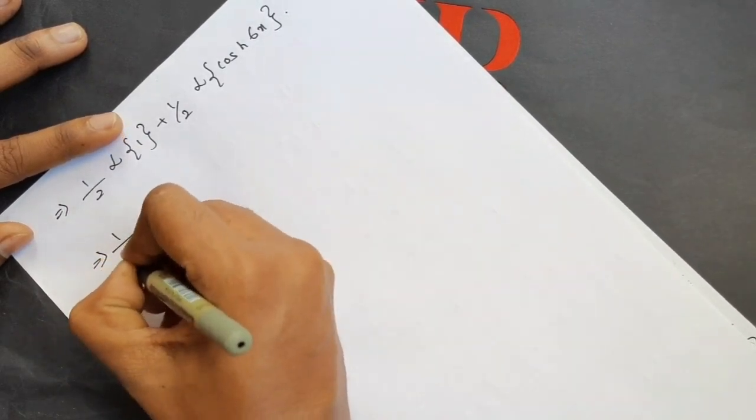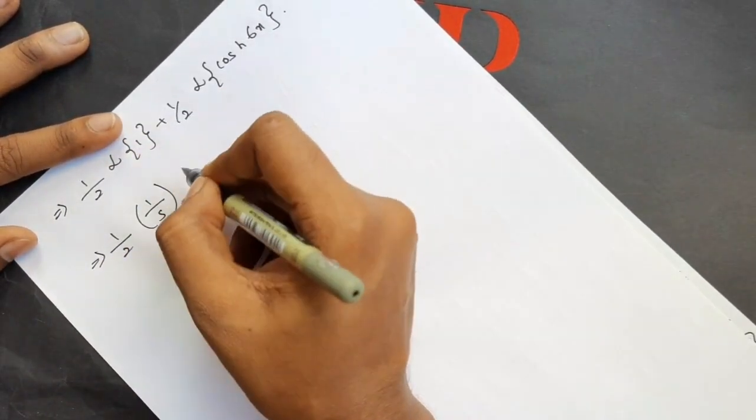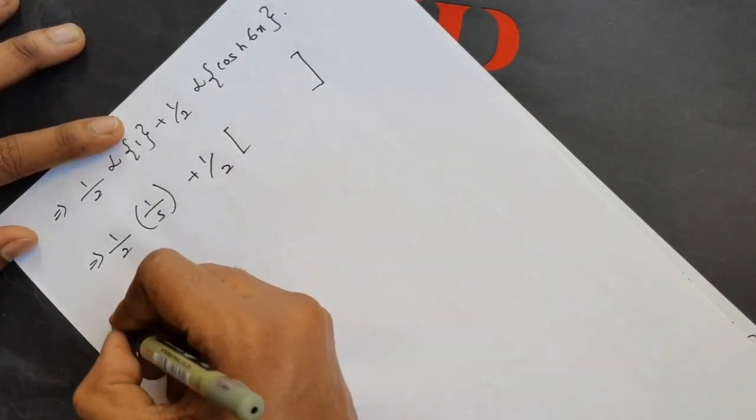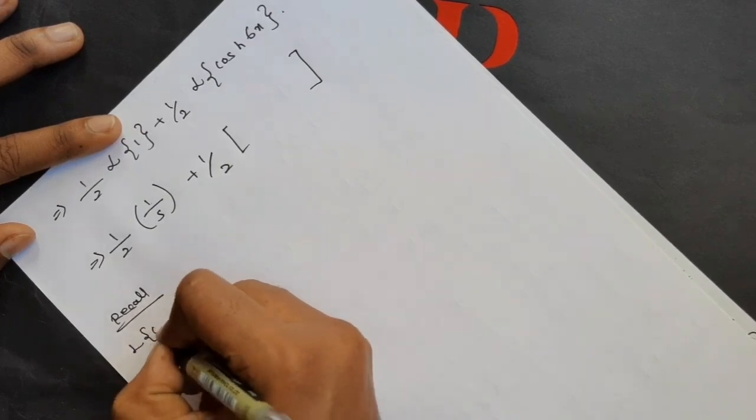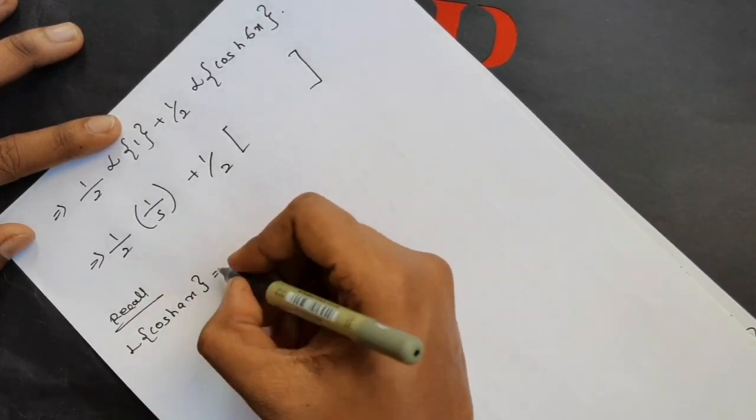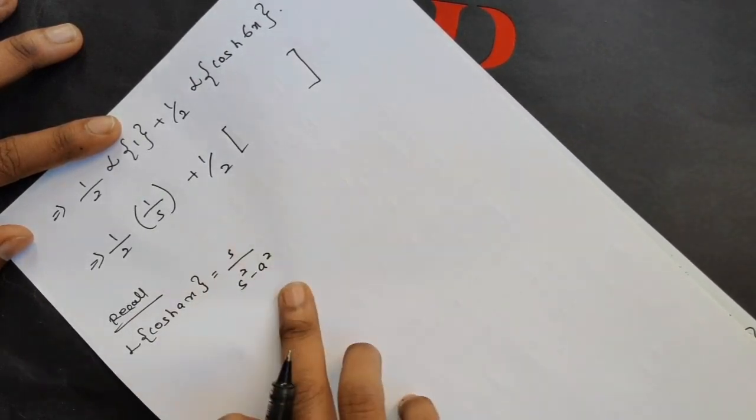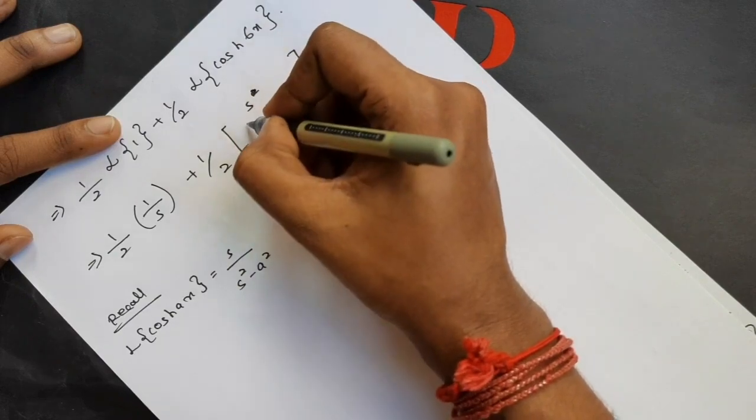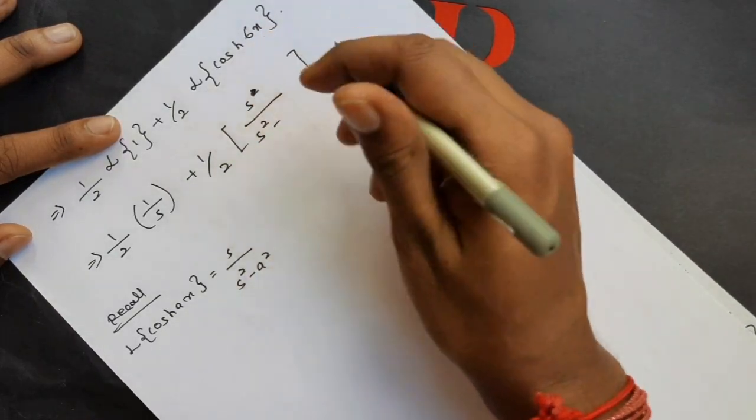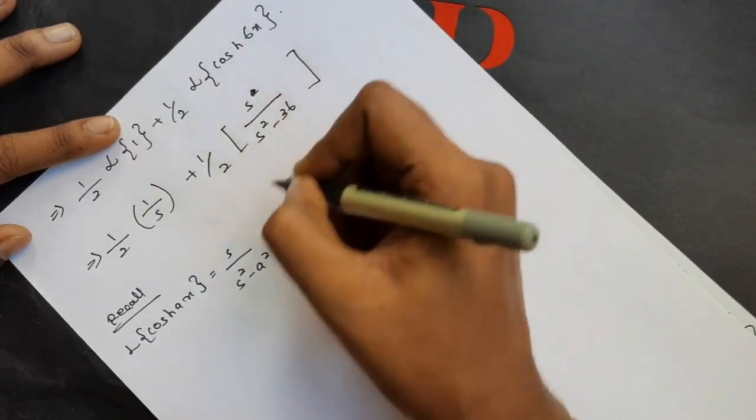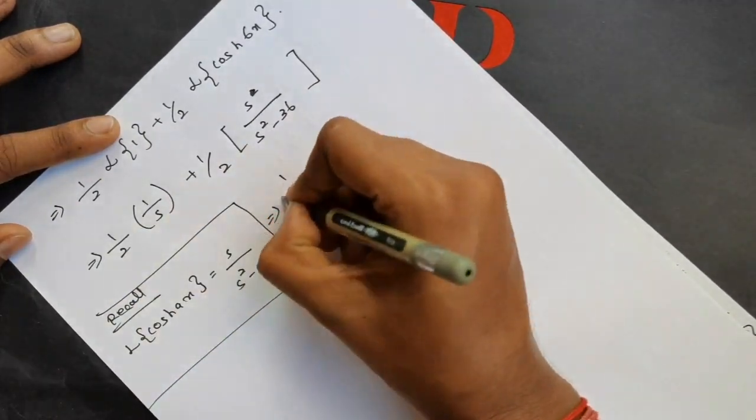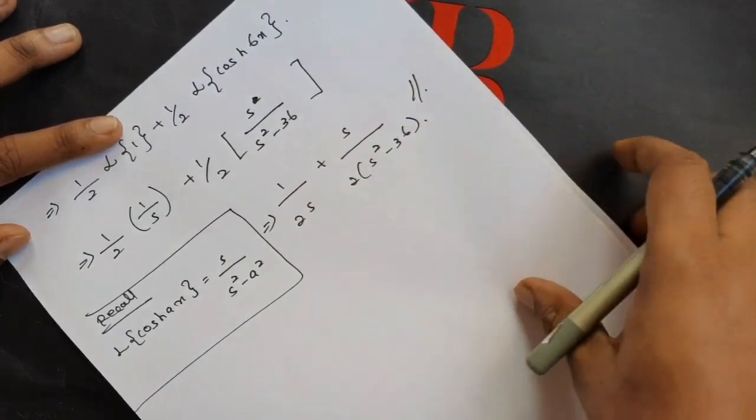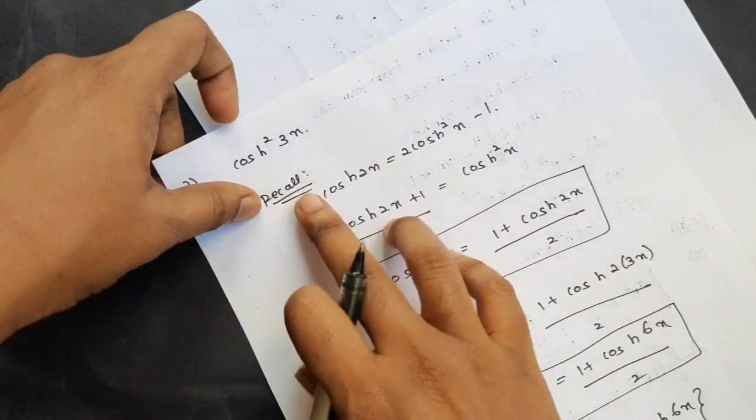Okay, so this is 1 by 2. Laplace transform of 1 is 1 by s, correct? We know the formula. Plus 1 by 2 Laplace transform of cosh(ax). What is the formula? Recall. Laplace transform of cosh(ax) is equal to s by s square minus a square. In the place of a, we have here 6. So s by s square minus 6 square. What is 6 square? It is 36. That's all. So the answer is 1 by 2s plus s by 2 into (s square minus 36). This is the Laplace transform of, where is the question? Yeah, it's here, cosh square 3x.